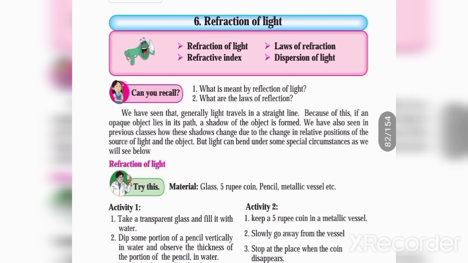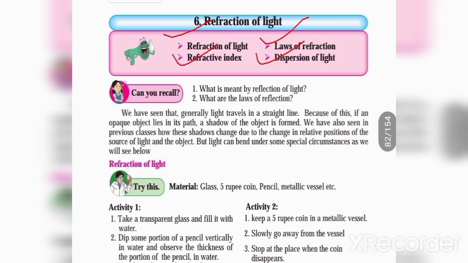Today we are going to start a new lesson from our 10th standard Science and Technology, chapter number 6, Refraction of Light. Friends, in this topic we have to study 4 important points: refraction of light, laws of refraction, refractive index and dispersion of light. These are the 4 points we have to study in this topic.